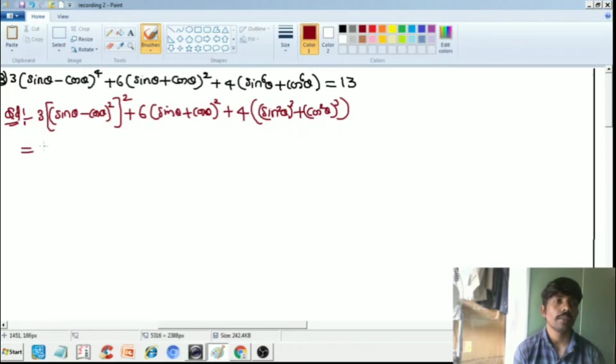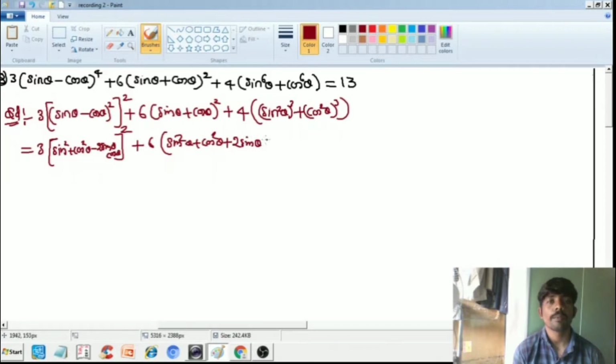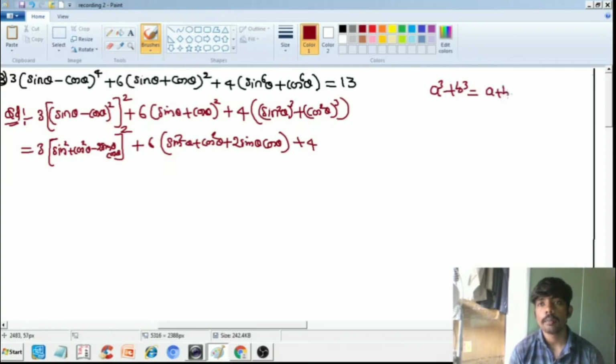Now I am rearranging. Now just substitute the a minus b whole square formula. A minus b whole square, then a square plus b square minus 2ab, plus 6 times of a square plus b square plus 2ab, plus 4 into, we have one formula, a cube plus b cube is equal to a plus b whole cube minus 3ab into a plus b. Use this formula.